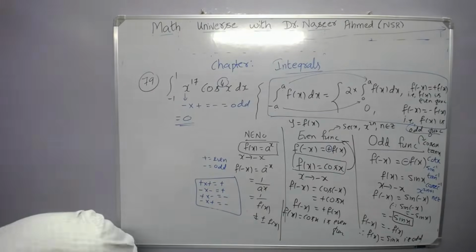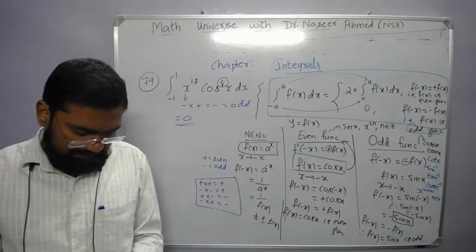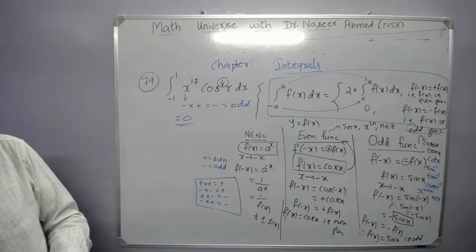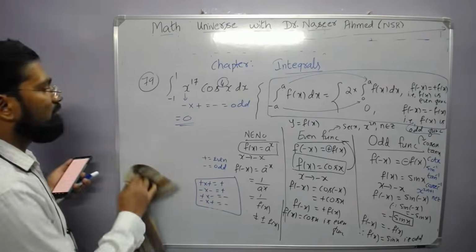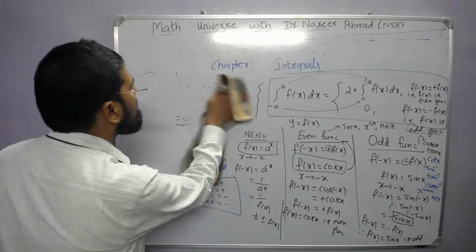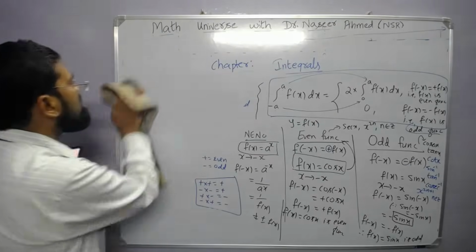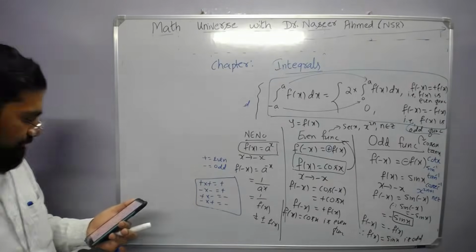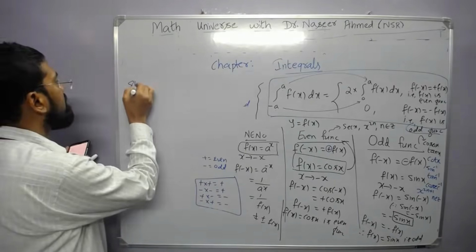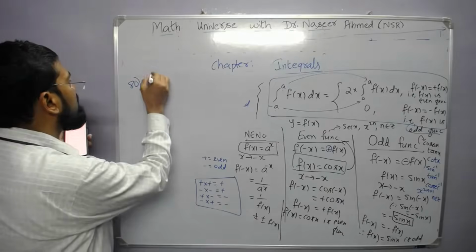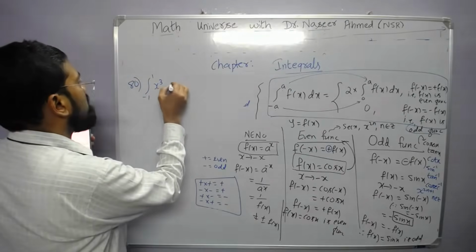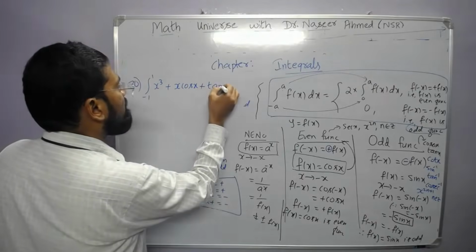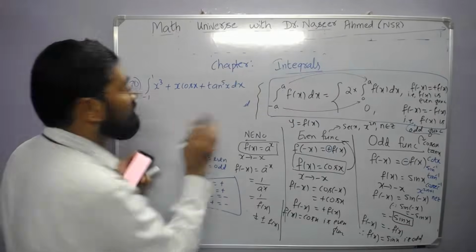Okay, let's take the next problem. Now I'll take a problem involving addition. Let us keep this concept on the board as it is, so that it will be easy for me to explain the things for you. See carefully. Coming to question number 80, it says the integral from minus 1 to 1 of x cube plus x into cos x plus tan power 5x with respect to x. We have an addition term also.